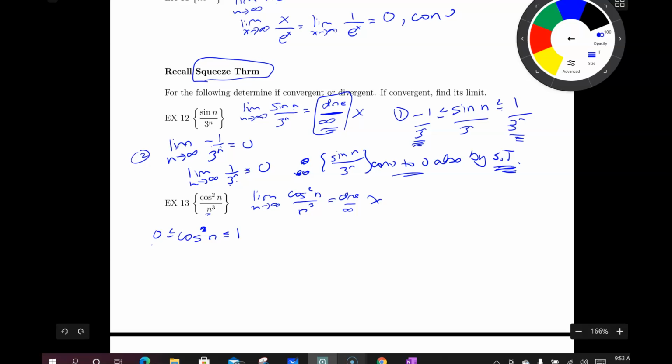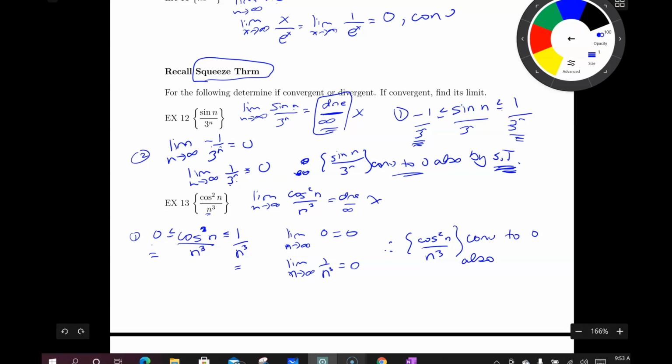So 0 divided by n cubed is still 0. Divide by n cubed, divide by n cubed. Okay, so that's my first of my several things I need to do. So limit as n goes to infinity of 0, well, that's 0. And the limit as n goes to infinity of 1 over n cubed, right? I'm taking the limit of the two outside terms, and that's 0. So therefore, the one in the middle, this sequence, converges to 0 also by the squeeze theorem. So all of this is necessary for the solution.